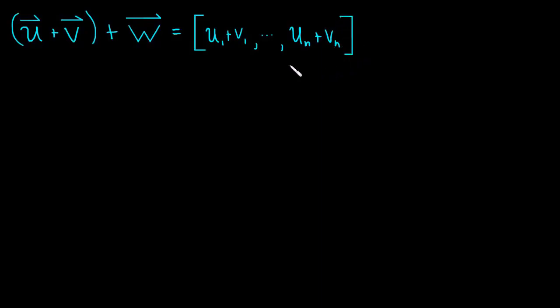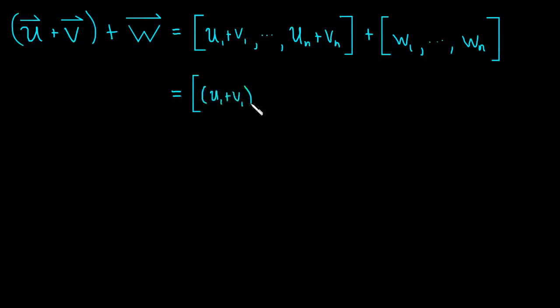So that's this whole vector here. We can think of u plus v as its own new vector, plus w. So plus w1, and again I'm going to leave off the second one and just write it like that. Okay, well, now we're just adding two vectors together, and we know how to do that. We take the first component of the first vector, which is u1 plus v1. That's the first component of that vector, and then we add the first component of the other vector, which is just w1. And we do that for each of the components, until we get to un plus vn plus wn.